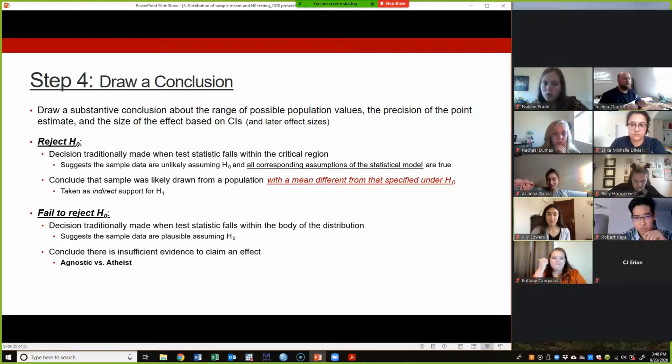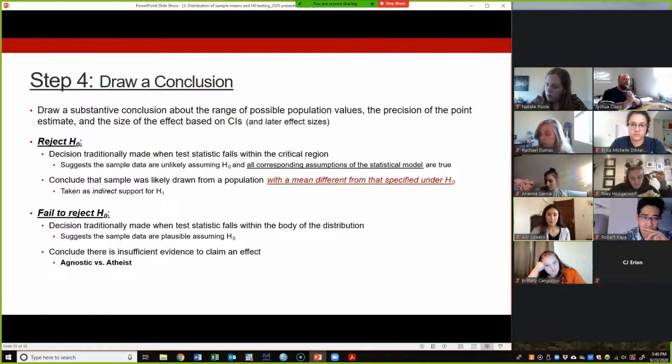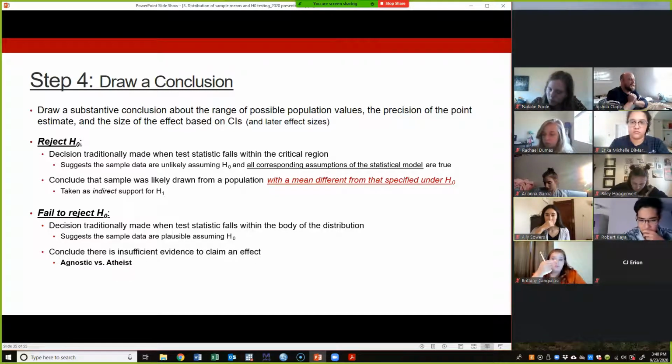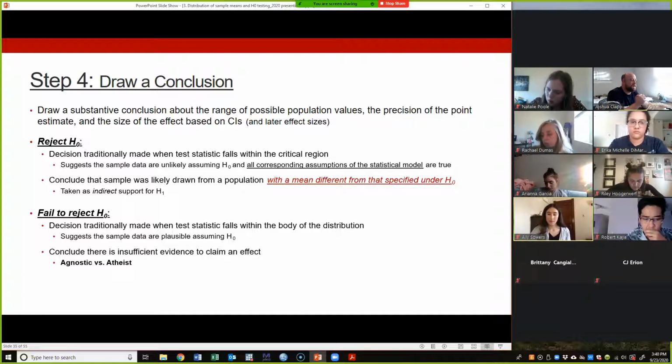Okay. So that's if we reject the null hypothesis. We also may fail to reject the null. This is a decision when our test statistic falls within the body of the distribution. We say that our sample data are plausible given the null, right? Our sample statistic wasn't exactly 80, but it was close enough for us to say the null value seems reasonable based on the data that we've collected. Okay. But what we can never do is conclude that the null hypothesis is true.